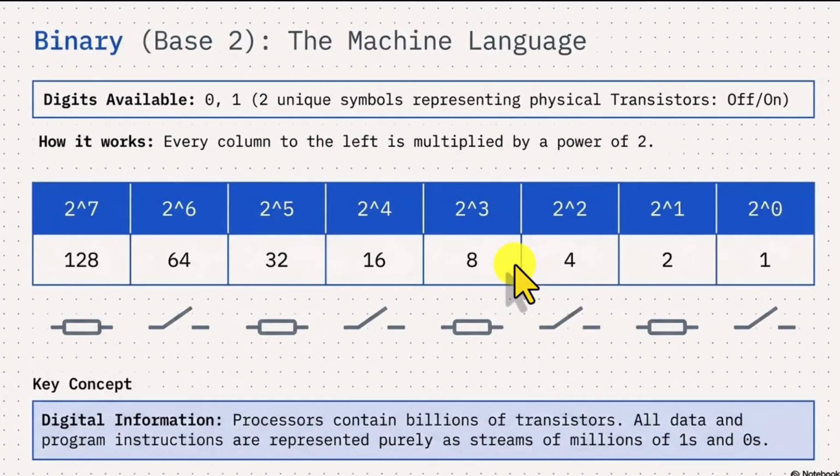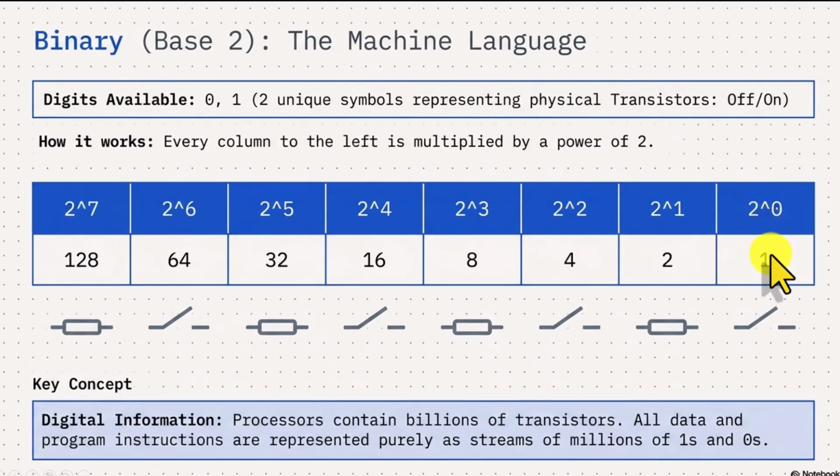The next one is binary. Binary is base 2, the machine language. The processor works with this, and when you are storing data, it is stored like this. The digits available are 0 and 1, only two unique symbols, representing physical transistors, on or off, transmitting electricity or not transmitting electricity. How it works: every column to the left is multiplied by a power of 2. In denary that was a power of 10, 10 to the power of 0, 10 to the power of 1, 10 to the power of 2. Here in binary we have 2 to the power of 0, 2 to the power of 1, 2 to the power of 2.